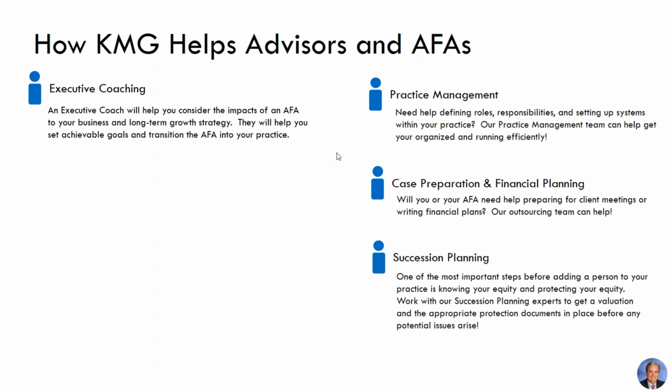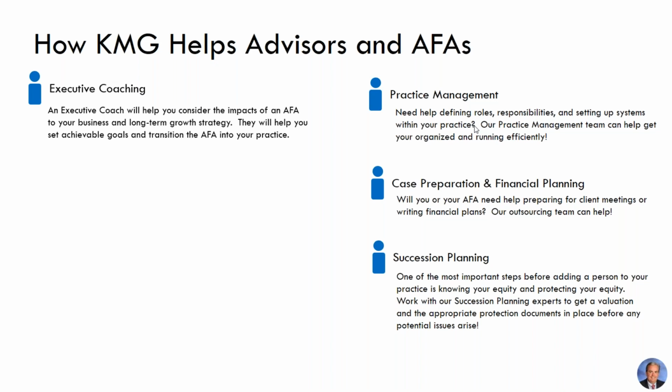So how do we help advisors and AFAs? One is through our executive coaching program, we can help you consider the impacts of an AFA to your business for your long-term growth strategy. Our practice management team can help develop the roles and responsibilities for all the team members, because some of your team members may be changing roles. Perhaps a paraplanner got promoted to be an AFA.